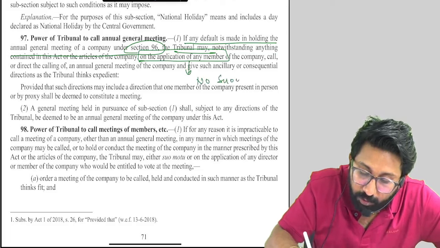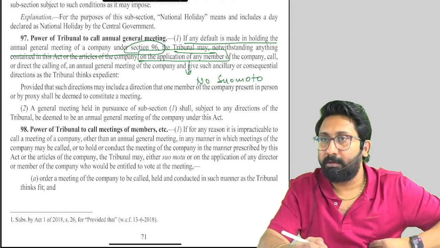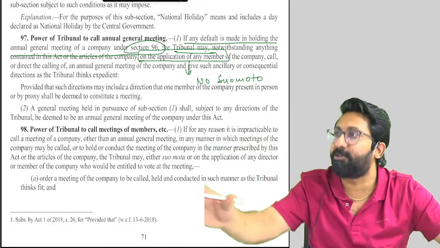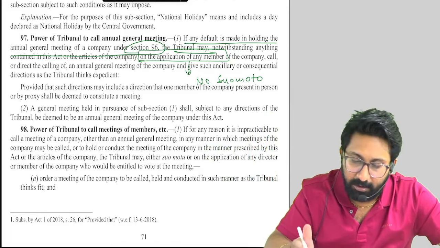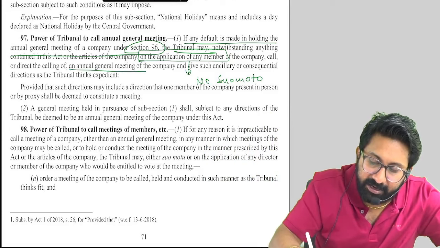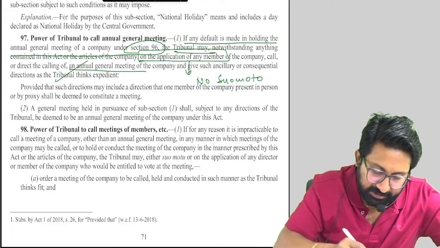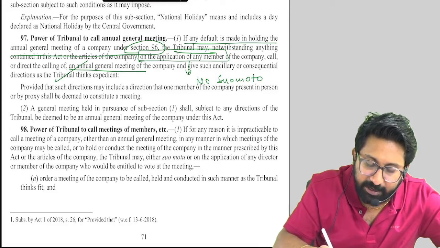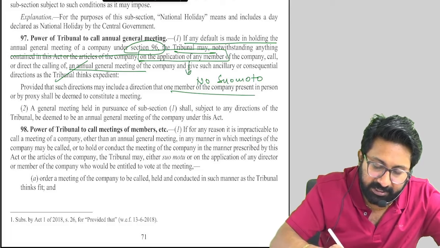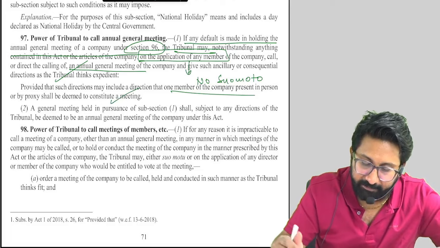No suo motu power. Suo motu means on its own, it cannot take a decision. Some complaint should come to it. On application by any member, call a meeting, annual general meeting, and give some ancillary directions. Provided that such directions may include the direction that one member of a company present in person or by proxy shall be deemed to constitute a meeting.